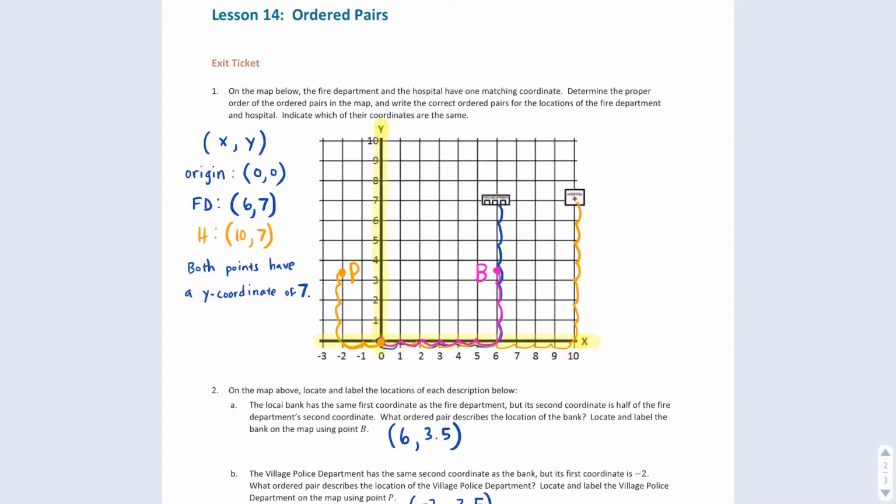Well, this has been the Module 3, Lesson 14 exit ticket titled Ordered Pairs. Key takeaways here are the coordinate plane is simply two number lines that are intersected at a point called the origin. The x-axis and the y-axis are simply number lines, and the point where they meet is called the origin.